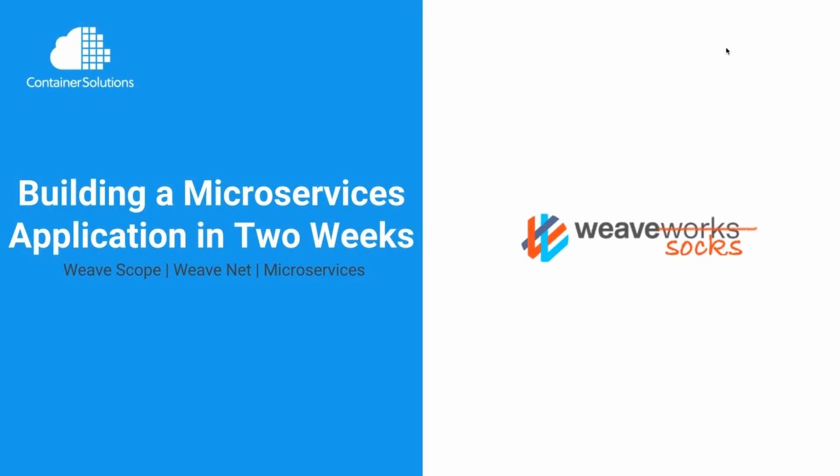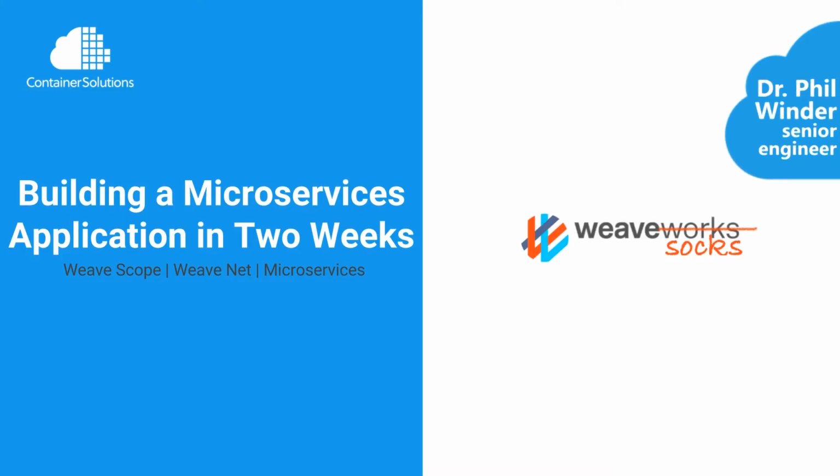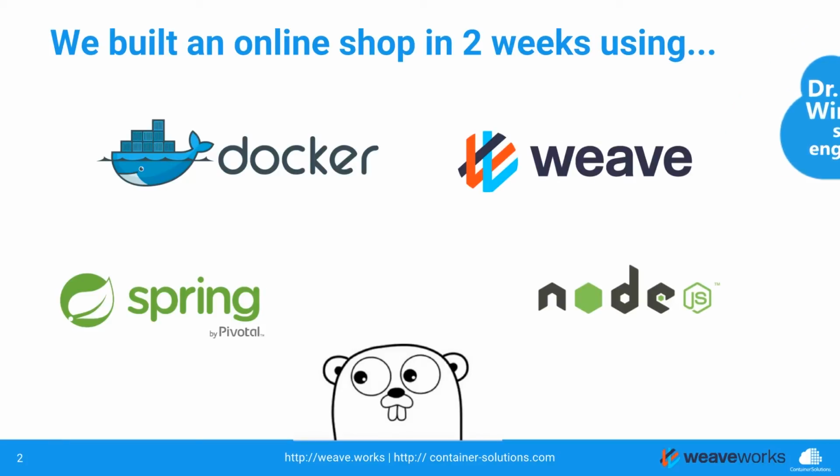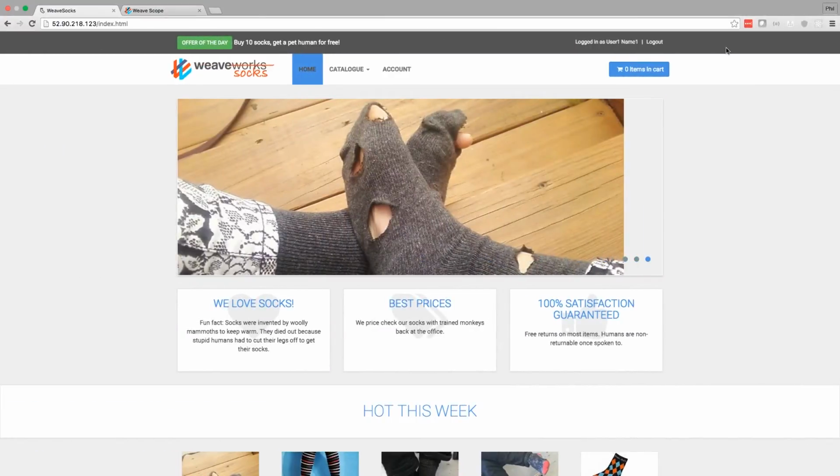In this video, I'll show you how a colleague and I built a web shop using microservices in just 2 weeks. We selected Weave, Docker, and language technologies like Spring Boot, Node.js, and Golang to enable a high development velocity. And here's what we built.